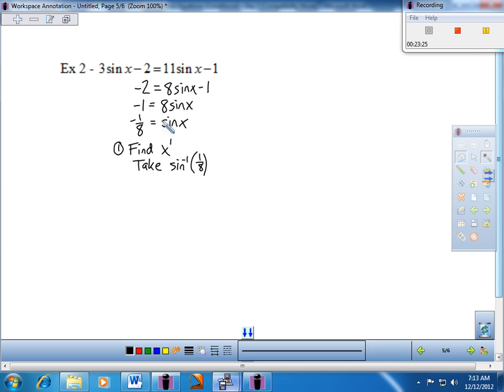If I take the inverse sine of negative 1/8, unfortunately, it's going to give me a negative value for x prime. Now, we could probably interpret what that means, but I think this is just a little cleaner, in my opinion. So what we're going to do is find x prime. Temporarily, we're going to take the inverse of the positive ratio to get x prime. Okay, so let's do that.